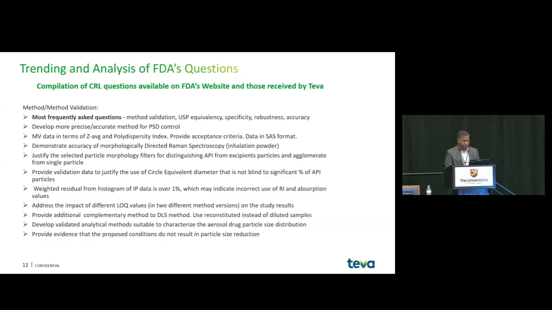Provide validation data to justify the use of circle equivalent diameter that is not blind to significant percentage of API particles. Weight residual from histogram of in-process data is over 1%, which may indicate incorrect use of refractive index and absorption values. Address the impact of different LOQ values in 2 different method versions on the study results.